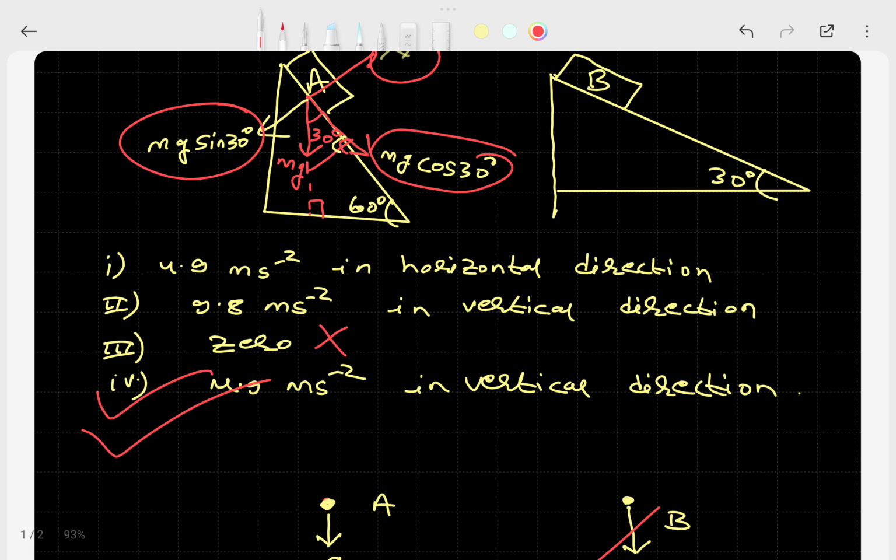Though it looks very simple, it is a very tricky question. Though it took 18 minutes in this video, this can be done within a minute in a competitive exam.